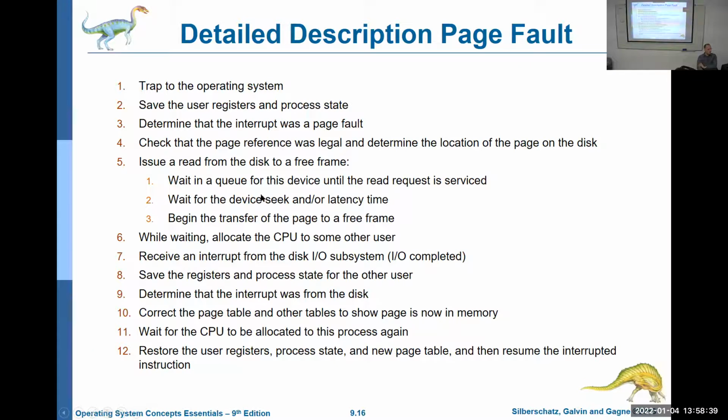Then wait for the device seek and/or latency time. When it's actually my turn, I'm going to have to wait until the disk actually finds my location. The seek or latency time we talked about is to find the thing on the disk. Then finally begin the transfer of the page to the free frame. All that is essentially getting the free frame into memory. Then while waiting, allocate the CPU to some other user, because now we're essentially in an IO moment. We're copying data. So it was good that we saved those registers and process state, because when we allocate the CPU to some other process, it's going to overwrite the registers.